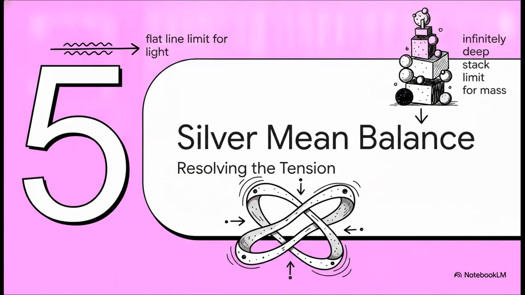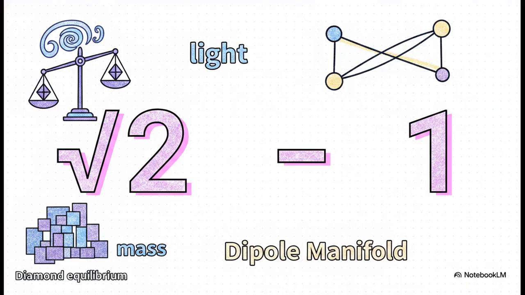So how does the universe handle this? Section 5. The silver mean balance. Resolving the tension. Okay, we have a flat line limit for light and an infinitely deep stack limit for mass. How does the universe resolve this intense structural tension without just ripping itself apart? The answer is staring right at us.